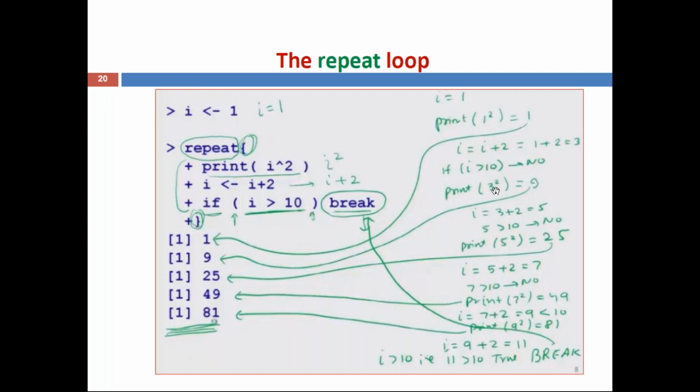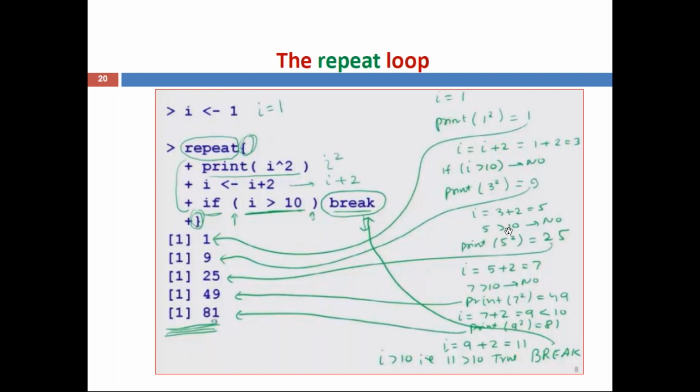Here you can see the detailed write-up is given. First I equals 1, 1 power 2, so it prints this one. Then I is increased by 2, so 1 plus 2, 3. Then it comes to the if condition, I greater than 10. 3 greater than 10 is false. Then again it prints 3 power 2, 9. This is the second value. Then I is increased by 2, now the current value is 3 plus 2, 5. 5 greater than 10 is also false. Then it goes back to repeat, then prints 5 power 2, that is 25. This is the third value.